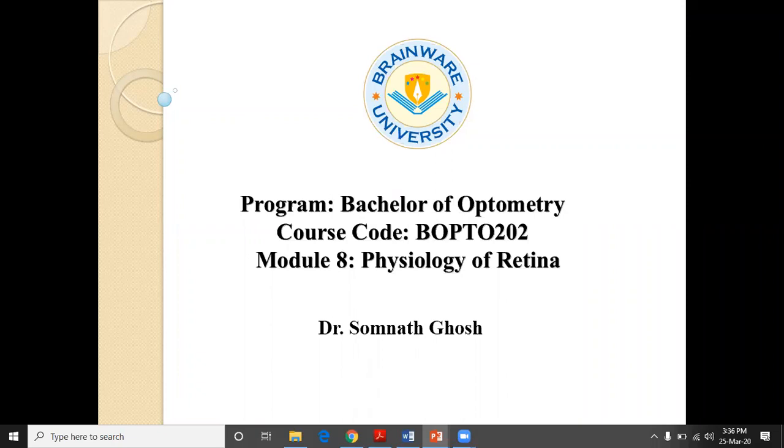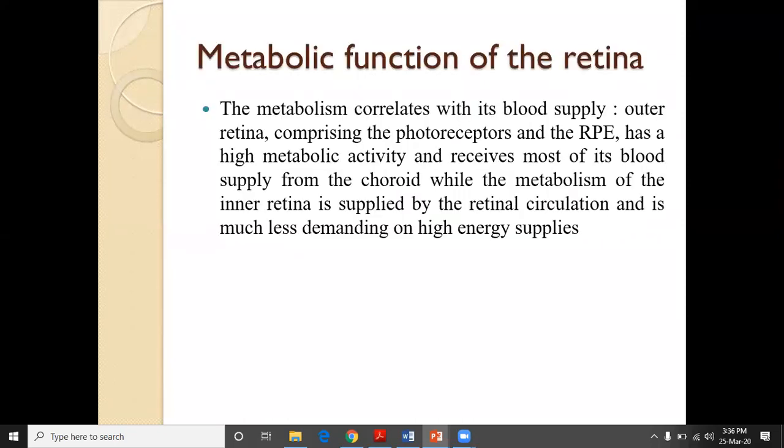Today I'm going to talk about the last part of physiology of retina, that is the metabolic activity in retina. The metabolic functions of the retina. The metabolism correlates with its blood supply in the retina.